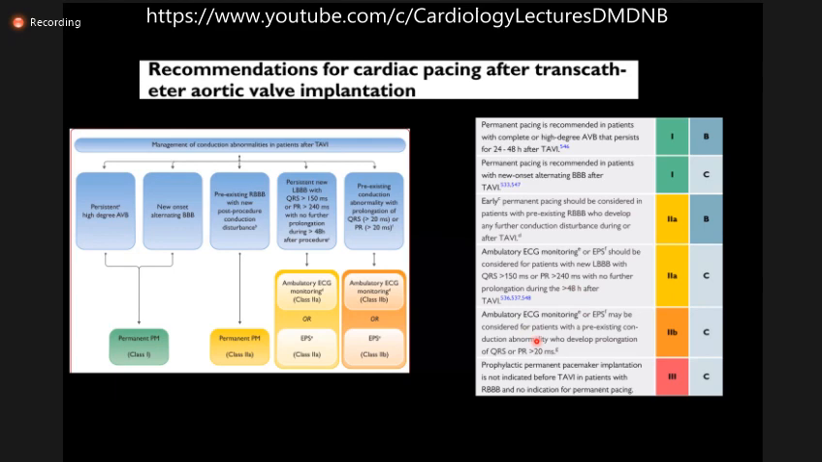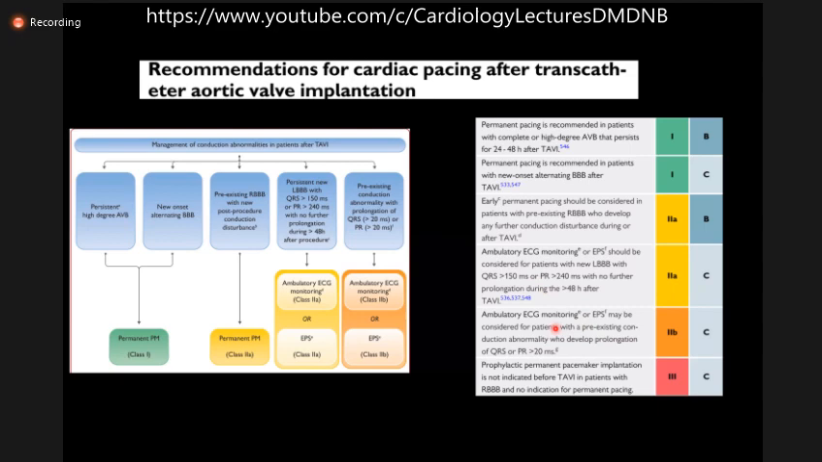And again, patients with pre-existing conduction system disease, as we mentioned, QRS prolongation of more than 20 milliseconds or a PR of more than 20 milliseconds. So again, this is a slightly gray area where discretion, monitoring, and watchful waiting seems to be the way to go. Definitely prophylactic implantation is not indicated before TAVI in patients with RBBB and no indications for permanent pacing.